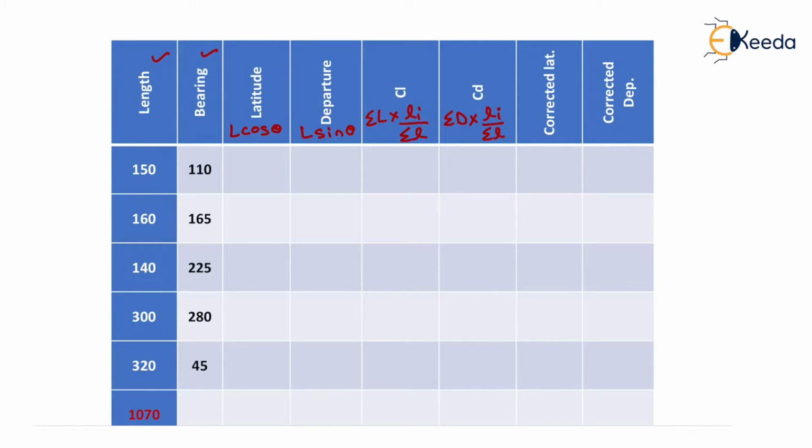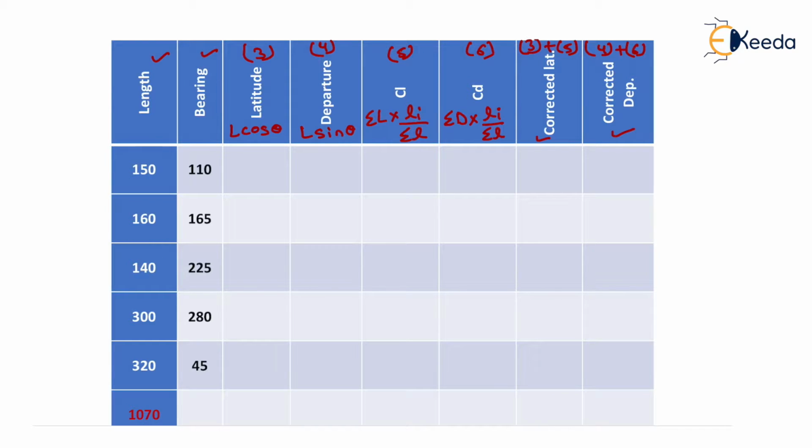Now after adding the correction in latitude to the latitude, we will find the corrected latitude and corrected departure. How will we find it? We will add the third and fifth columns so that we can find the corrected latitude, and after addition of the fourth and sixth columns we will get the corrected departure.